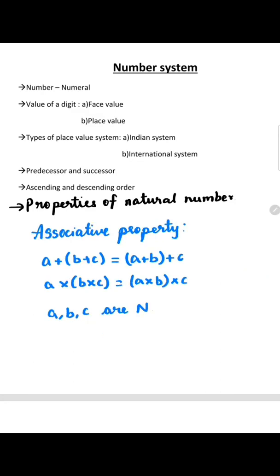According to the associative property, A plus (B plus C) is equal to (A plus B) plus C, meaning when the grouping is changed, their answer will be the same. That is also the same in the case of multiplication. This associative property of natural numbers is possible only when A, B, C are natural numbers. N represents natural numbers.